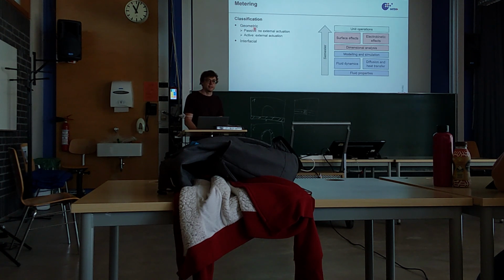Geometric metering obviously is rather clear, right? With metering, you want to have a defined volume. You make use of geometry to have this defined volume. So you just construct a design that can take up 1 microliter. If it's filled, you have your microliter that you wanted to measure.